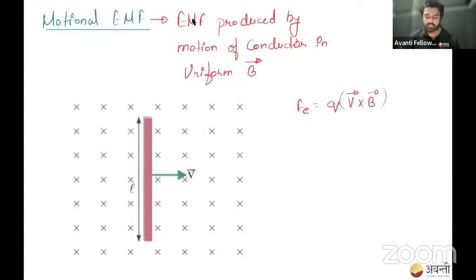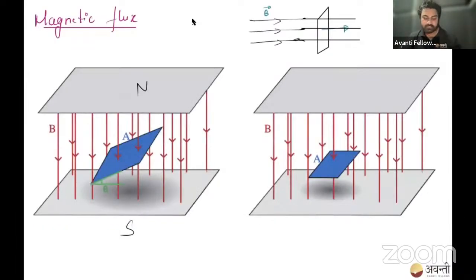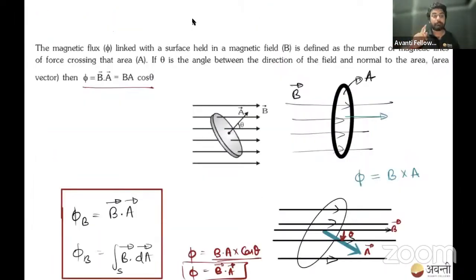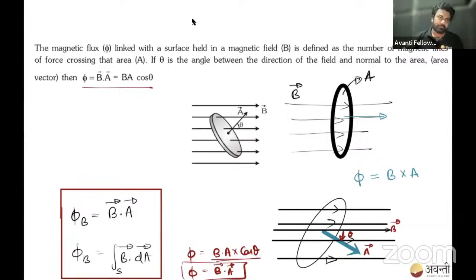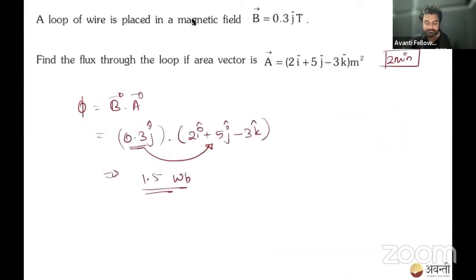Let me quickly revise in 30 seconds. Look here, all of you. What is magnetic flux? It is the number of magnetic field lines crossing an area. The formula is B dot A, the dot product of magnetic field and area, which is also BA cos theta. Theta is the angle between the area vector and the magnetic field lines. I had made a mistake here which we corrected later on. The SI unit of magnetic flux is the Weber, which is also energy upon current.